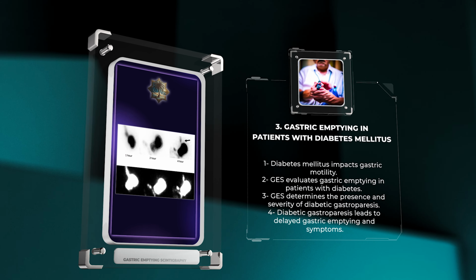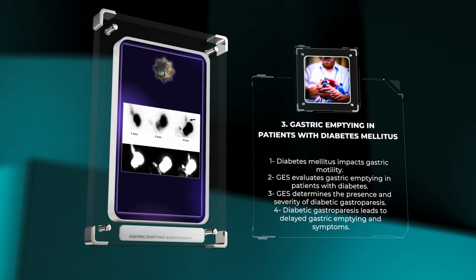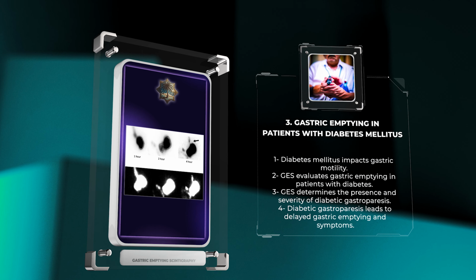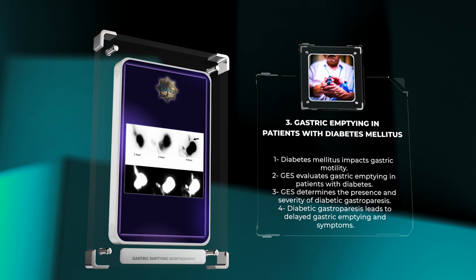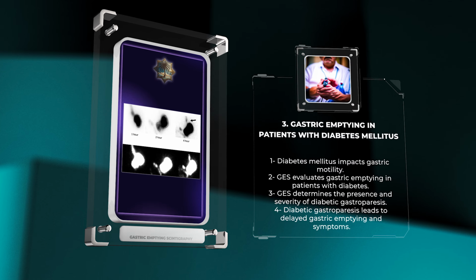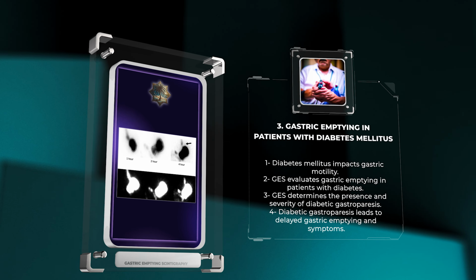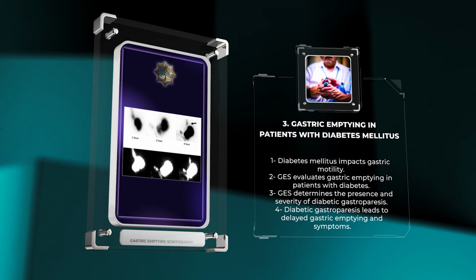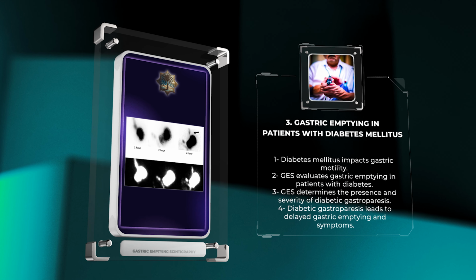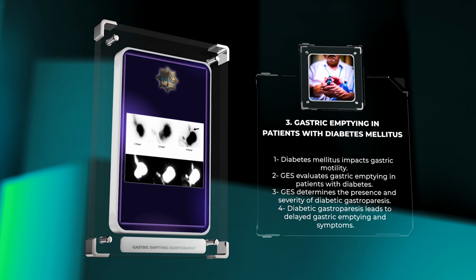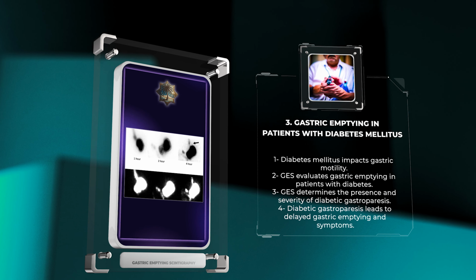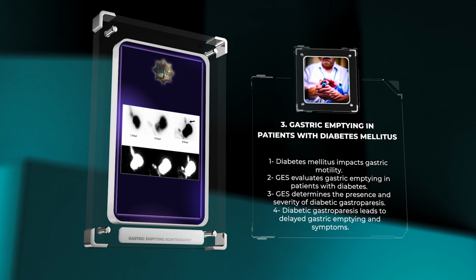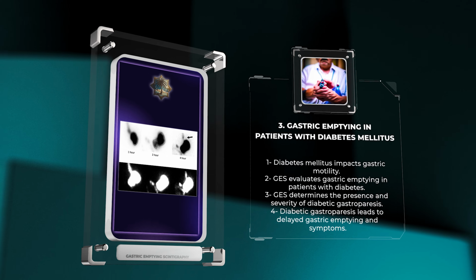GES plays a crucial role in evaluating gastric emptying in patients with diabetes. It assists in determining the presence and severity of diabetic gastroparesis, a common complication in these individuals. Patients with diabetic gastroparesis often experience delayed gastric emptying, leading to symptoms such as bloating, abdominal pain, and erratic blood glucose control. GES helps quantify the degree of gastric emptying delay, aiding clinicians in developing individualized management plans to optimize glycemic control and alleviate symptoms.